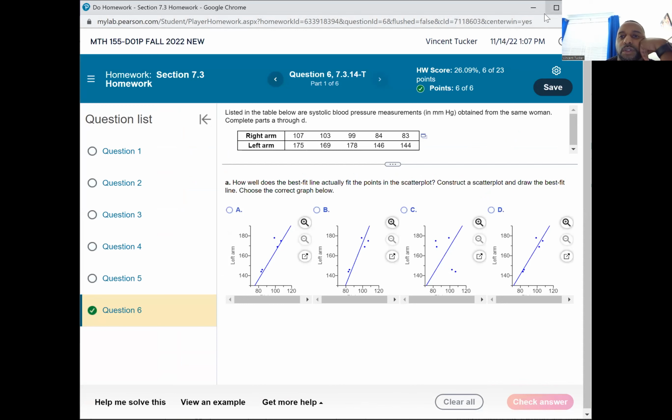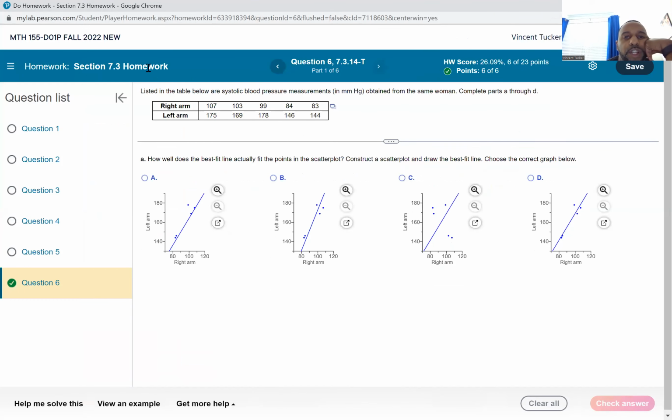All right, so I want to show you guys how to do this type of problem just by using what's in MATLAB. So this is 7.3, number 6. It says we have a listed table below of systolic blood pressure measurements obtained from the same woman, and they ask to complete parts A through D. So we have right arm 107, 103, 99, 84, 83. Left arm 175, 169, 178, 146, and 144.